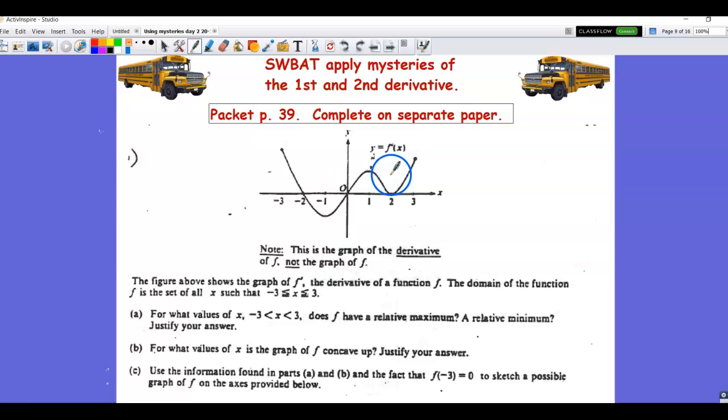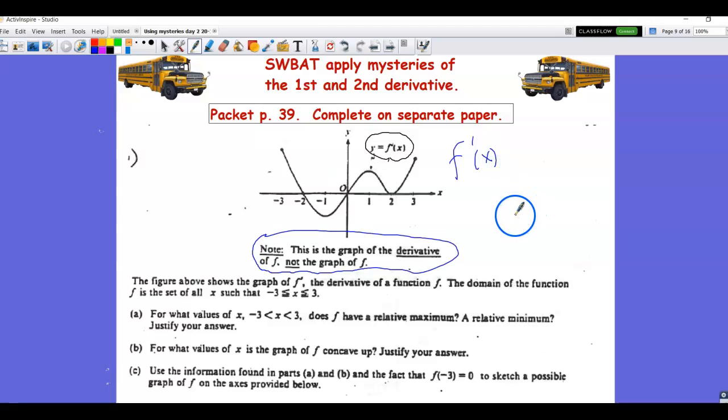In number one, we are given the graph of a first derivative, which we can see right here, and they emphasize the fact that this is the graph of the first derivative. So make sure the first thing that you do is establish in your brain that you are looking at the graph of the first derivative, not the original function, not the second derivative. The graph above shows the graph of f prime, the derivative of a function f.